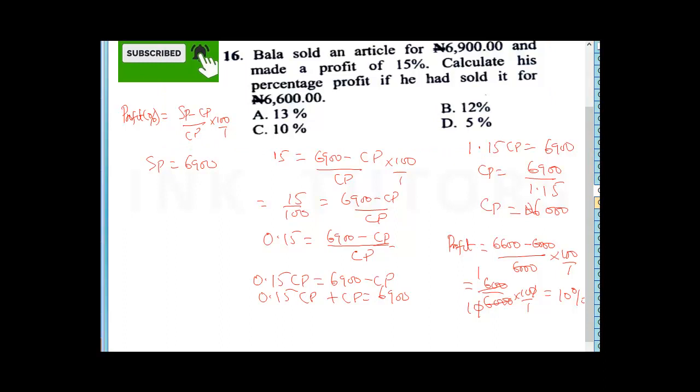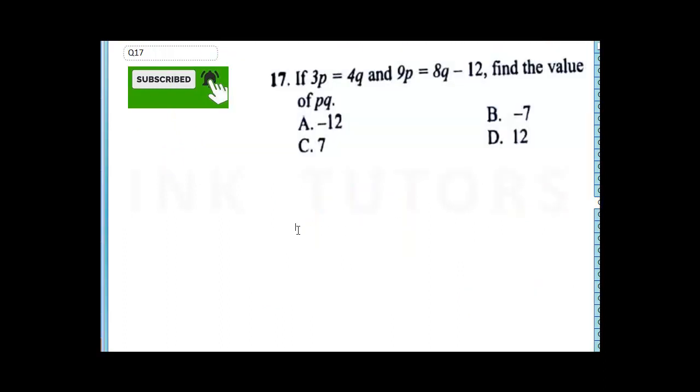Okay, the next question says if 3p is equal to 4q, and 9p is equal to 8q minus 12, find the value of pq. All you need to do is substitute, get the value of p and q, then multiply both of them. Now to get that, from 3p is equal to 4q, therefore p is equal to 4q over 3. Then I'm going to put that into the other equation.